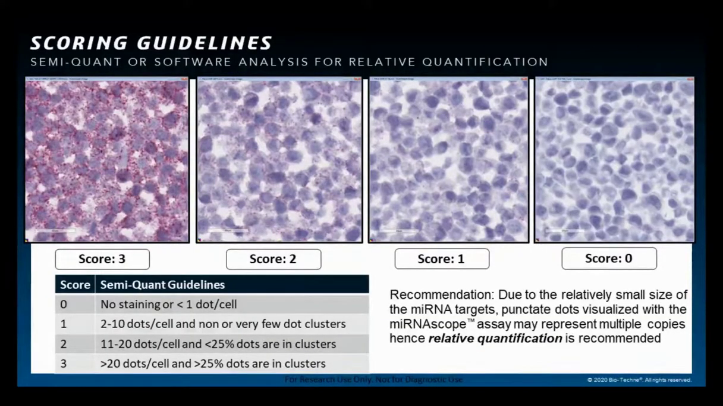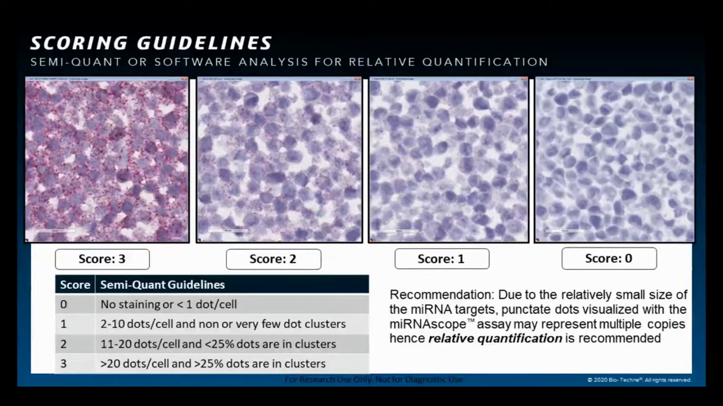Next, we'll focus on the miRNAscope scoring recommendations. The miRNAscope assay data could be analyzed with either semi-quantification or single-cell analysis with a software analysis tool such as HALO or other open-source software analysis tools. The SEMIQUANT scoring criteria shown here is specific for the miRNAscope assay, which provides guidelines for target expression levels as counted by dots per cell.